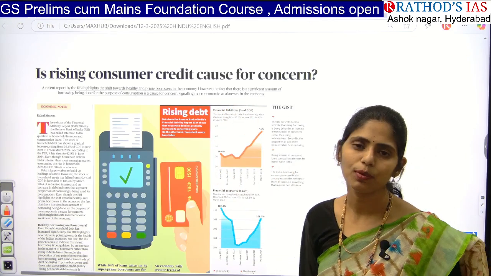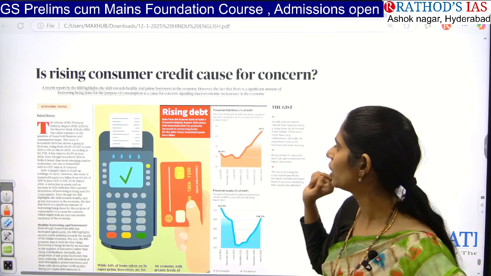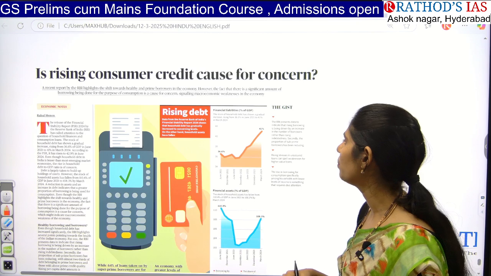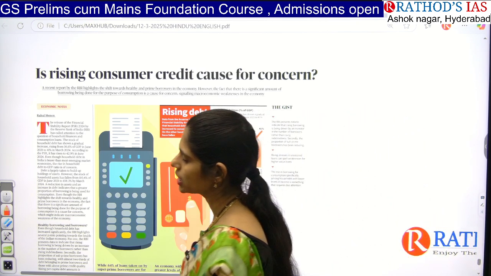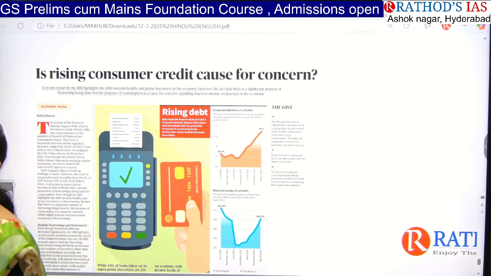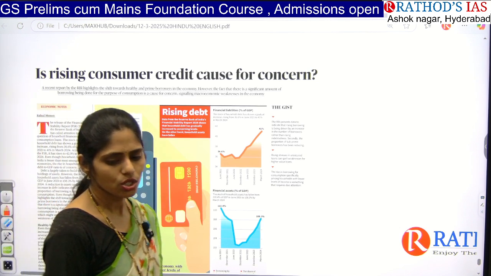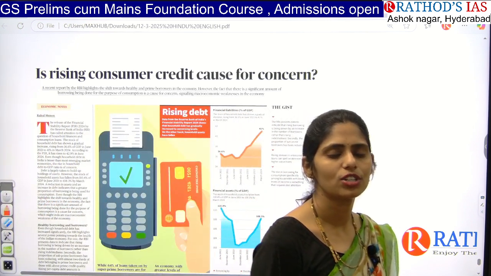And the report saying all these things, you have to make a note, is the Financial Stability Report 2024 of RBI. So you may get a question like, recently the Financial Stability Report was in the news, which of the following organizations released that report? That is RBI. So these are some important topics that appeared in today's Hindu newspaper.